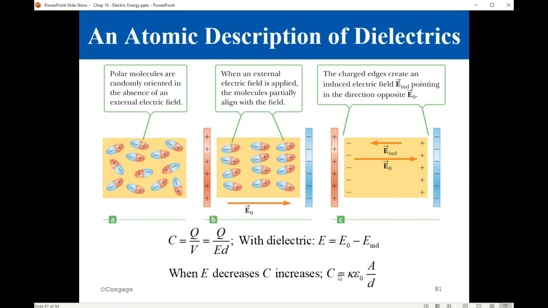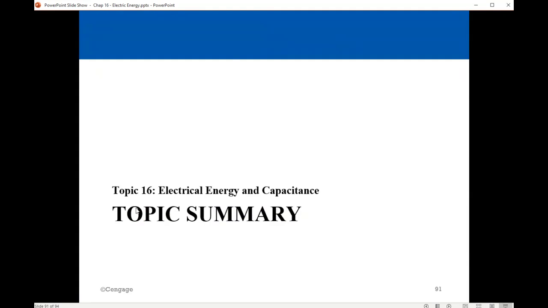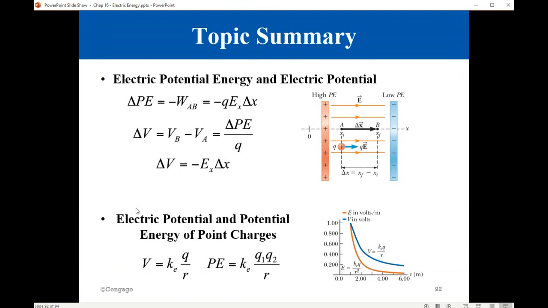So now we understand how the dielectric leads to increasing the capacitance, because it simply reduces the net electric field. We are done with this chapter. To recap, we learned about the similarity between electric potential energy and gravitational potential energy.